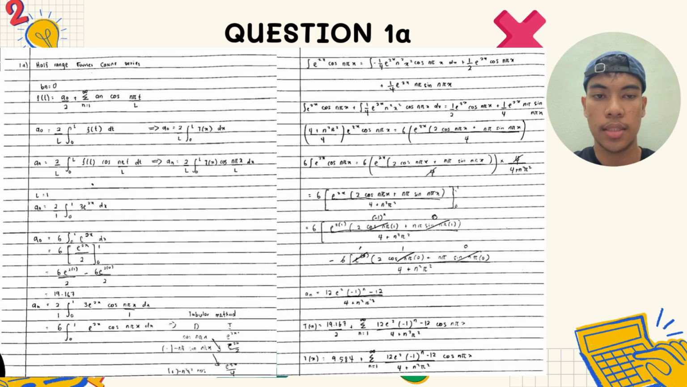I took the constant 19.167 and divided it by 2 to get 9.584, which serves as the leading term. I then added this to the summation of the coefficient I just derived to produce the final expression for the cosine series.